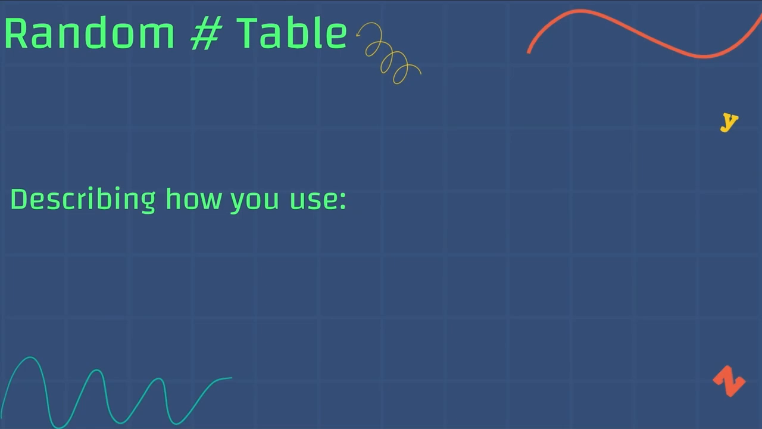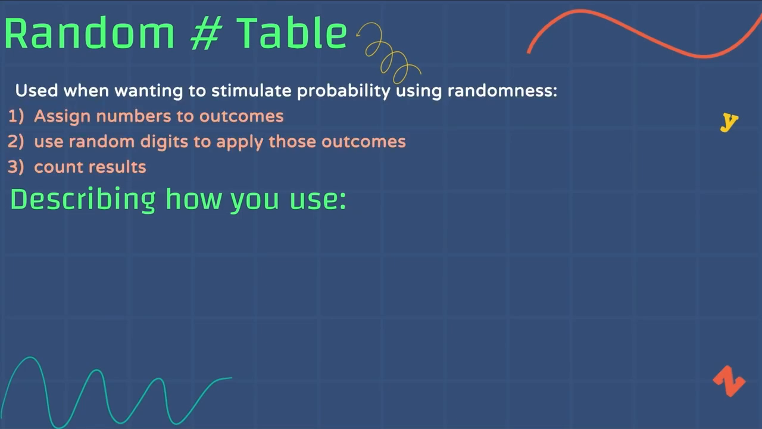A random number table, what is that? It's used when wanting to simulate probability using randomness. Step 1: assign numbers to outcomes. Step 2: use random digits to apply those outcomes. Step 3: count your results.